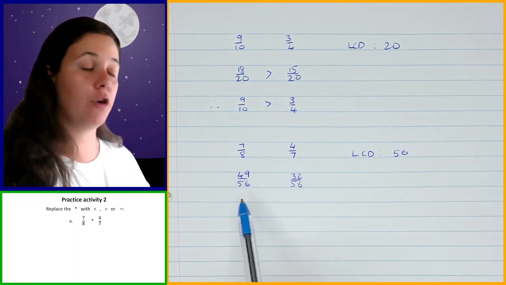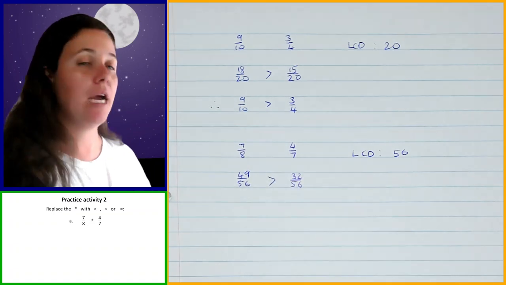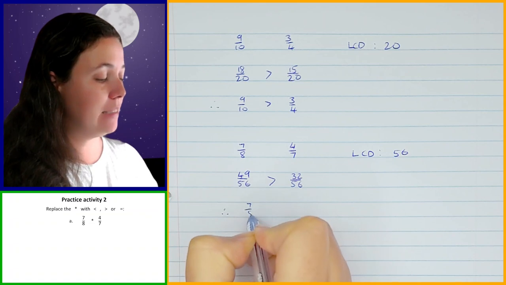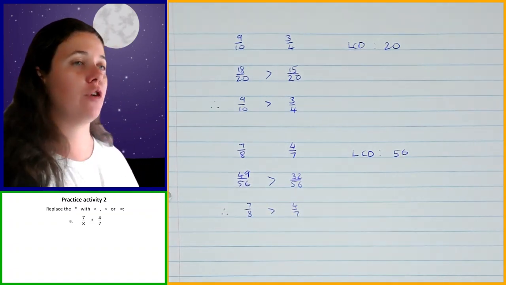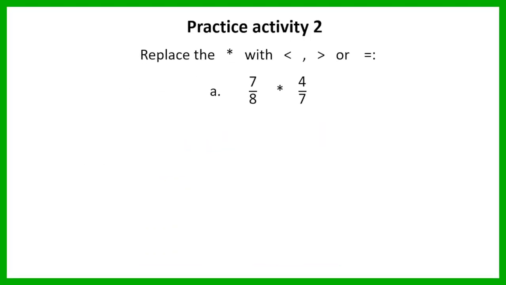Now I can compare 49 and 32. They both are over 56. And I can say 49 over 56 is greater than 32 over 56. So therefore, that means that 7 eighths must be greater than 4 sevenths. That's what you should have got for question A. Question B. Here we've got 2 quarters and 4 sixths, and you need to compare these. I'm going to give you 1 minute to work this out.